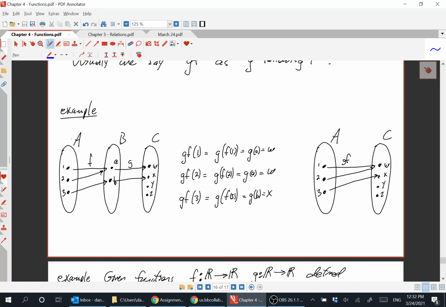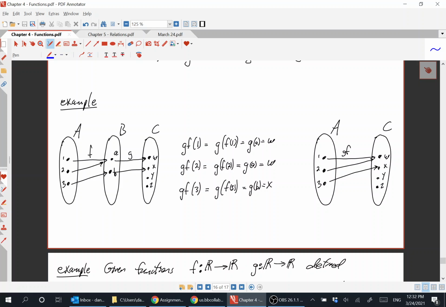So in this example here, we just have some functions defined with these bubble diagrams, function f and function g, and then we just show how the composition works. Now, again, like I was saying last time, it's important to get the notation right.